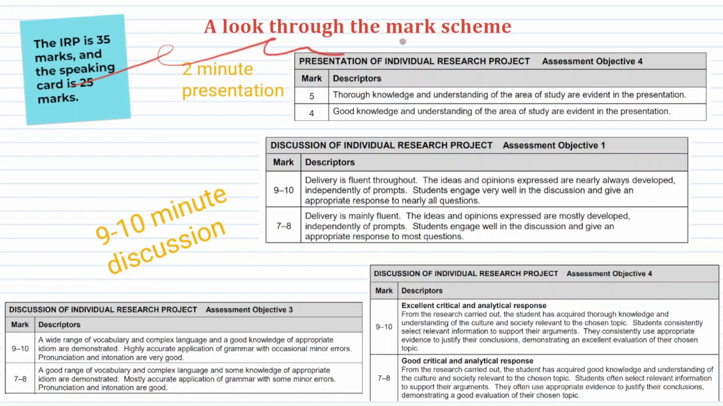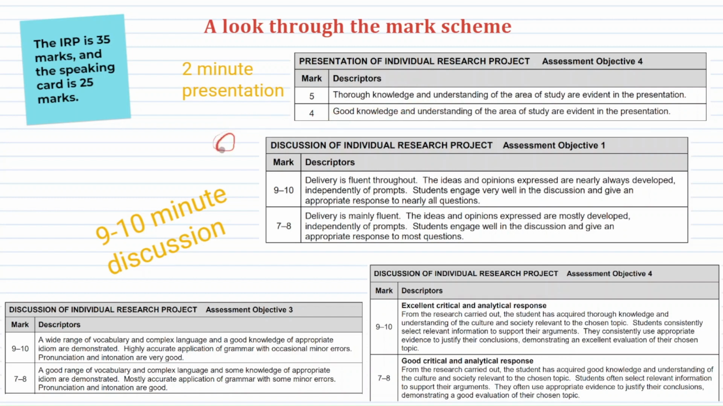Now to take a look at the mark scheme. In the speaking exam, which is paper 3, 35 marks are awarded for your IRP and 25 for the speaking card. The 2-minute presentation part is only worth 5 marks, and those marks go for your knowledge of the research area, basically showing you have conducted some level of research.